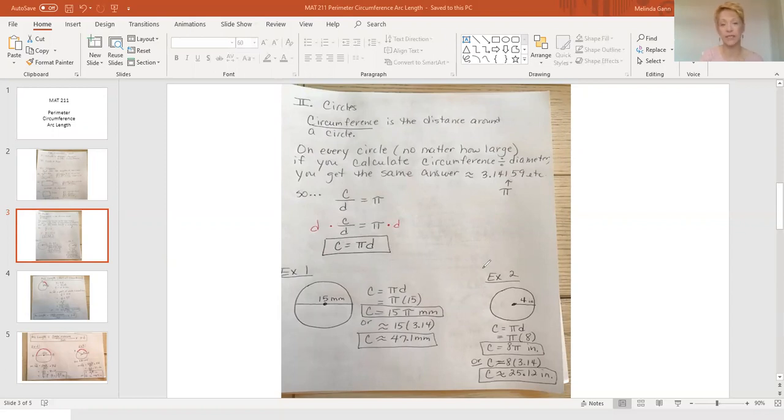So here's a couple of quick examples. On this one, all the way across the circle is 15 millimeters. So I just said 15 is the diameter times my pi, and I got 15 pi, but don't forget to put those millimeters there or you'd miss some points. Now, that's pretty abstract for a lot of people, especially for elementary students.